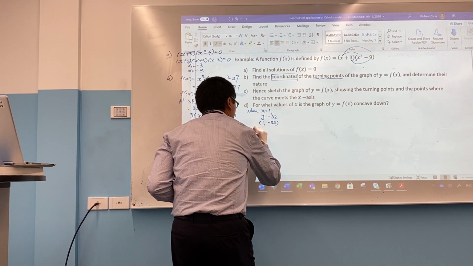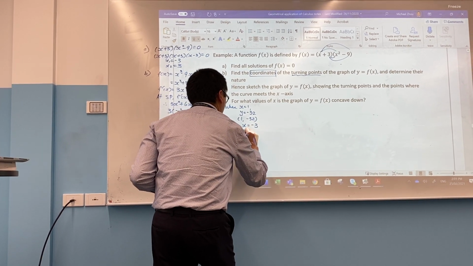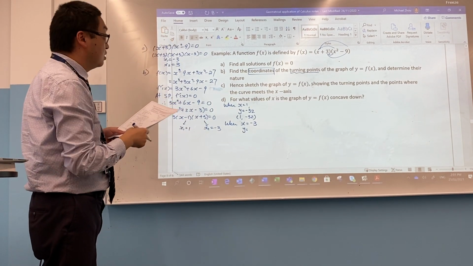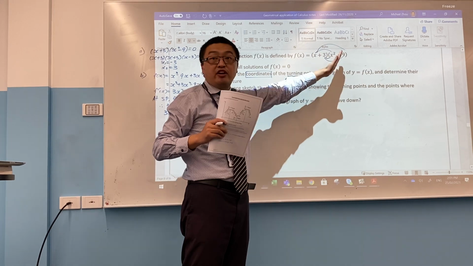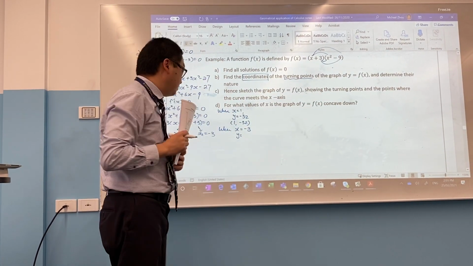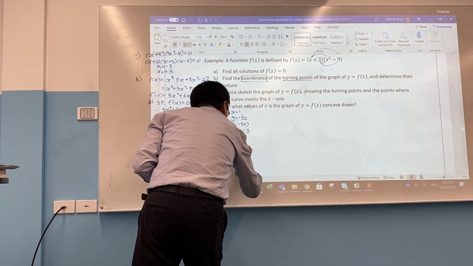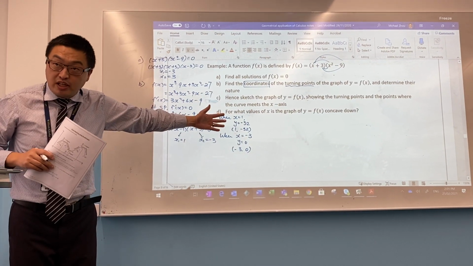Then when x equals minus 3, y is minus 3 plus 3, which is 0. Easy. 0 times anything is 0, so I don't have to do more calculation. So what's the coordinate? (minus 3, 0). Now I've found my coordinates.